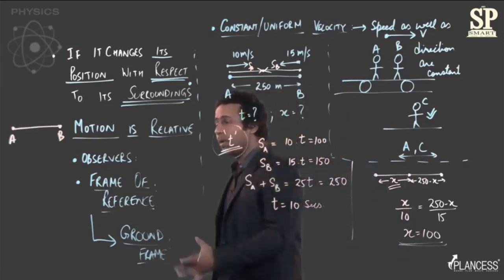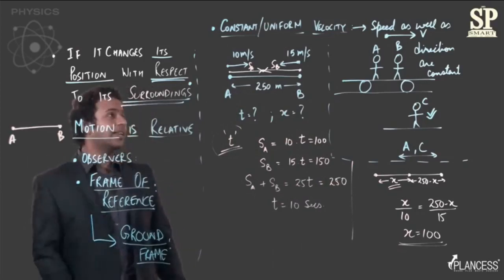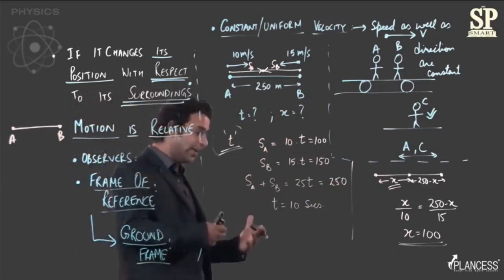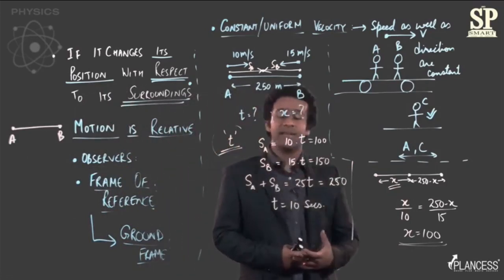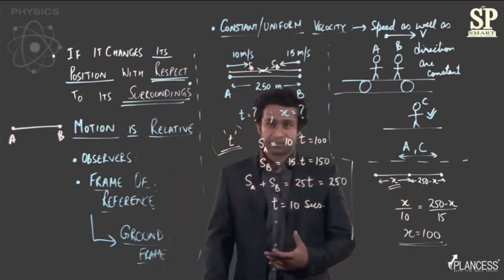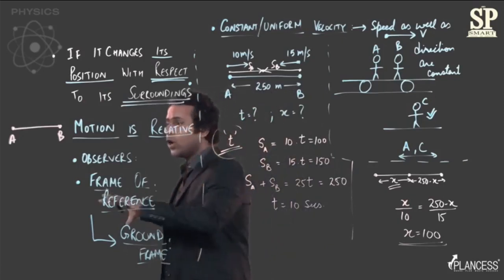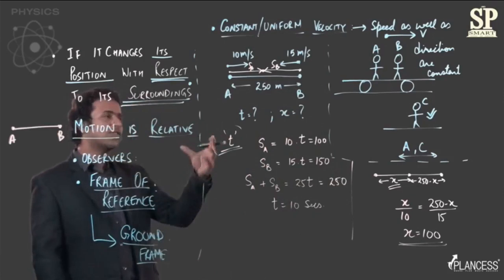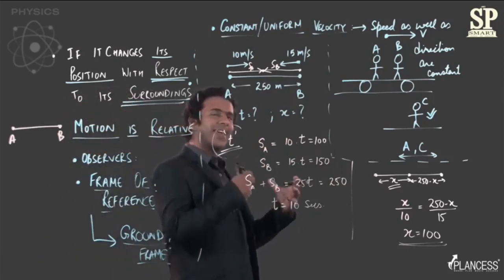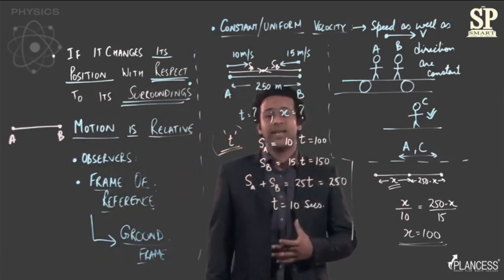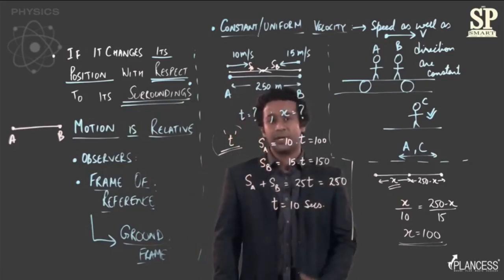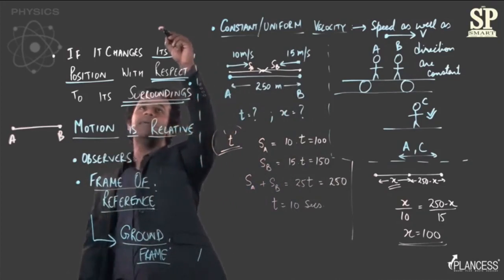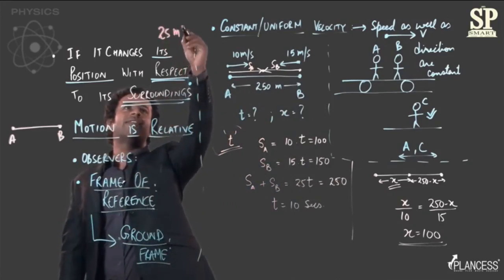Same is the case with A. A would not feel that B is coming towards him at 15, but rather he would feel that B is coming towards him at a much faster speed. Right. Now, we will not go into the details of this right now. We'll come back to it later. But just for the sake of this problem, think about the speed with which A would feel B is coming towards him. I'm sure you can guess this. He would feel that B is coming towards him at 25 meters per second.